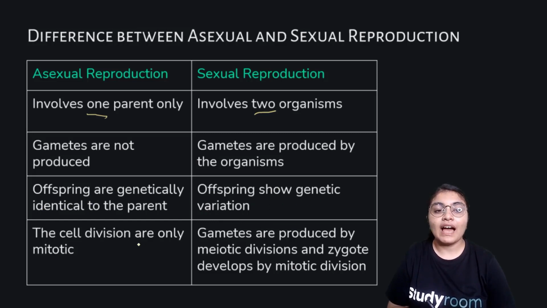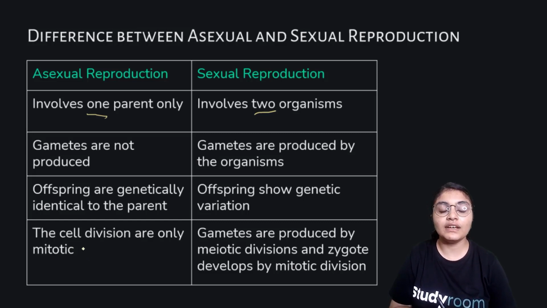Okay. And in asexual reproduction, the cell division that takes place is only mitotic cell division. We know that there are two kinds of cell divisions that depend on the type of cell it happens in. Okay, so we have mitotic division and we have meiotic division. That is mitosis and meiosis that goes on in different types of cells. Okay, these are the two types of cell division. So here in asexual reproduction, we have the mitotic divisions only.